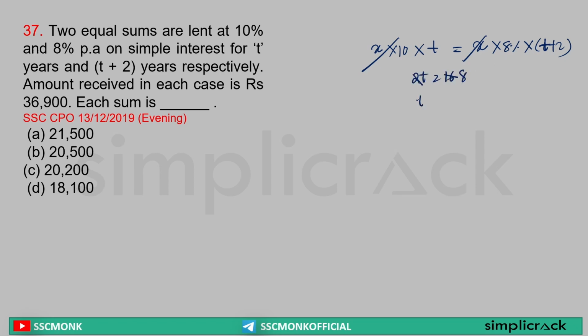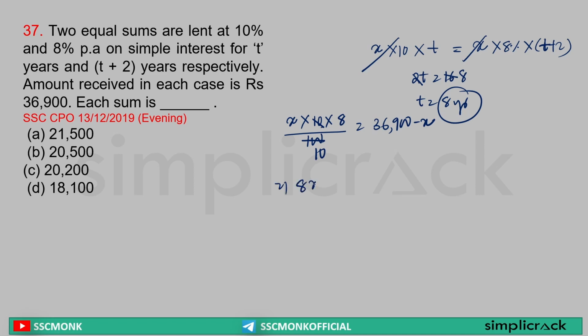So what is the time period? 8 years. Yes or no? Yes. Now it is asking about what is the sum. Sir, we know x into 10 into time divided by 100 is equal to the amount received, 36,900 minus x. Yes or no? Yes. Sir, 10 tens are 100.